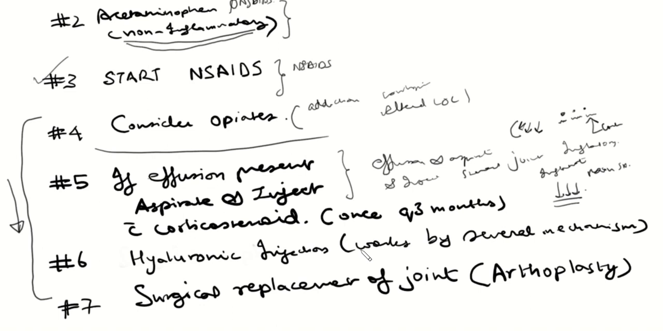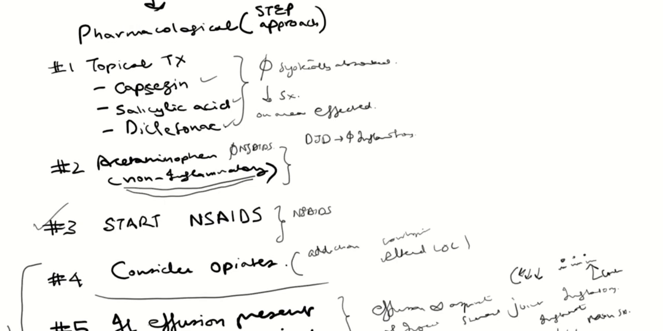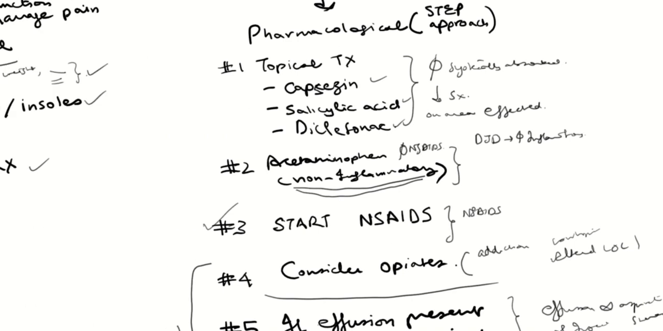The provider may choose to give hyaluronic injections in the joint, and they work by several mechanisms. Okay, but by this stage, essentially what they need is surgical replacement of the joint, or arthroplasty. Okay, so that's actually the stepwise treatment from a pharmacological perspective.